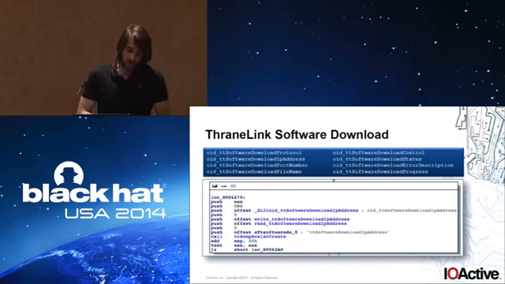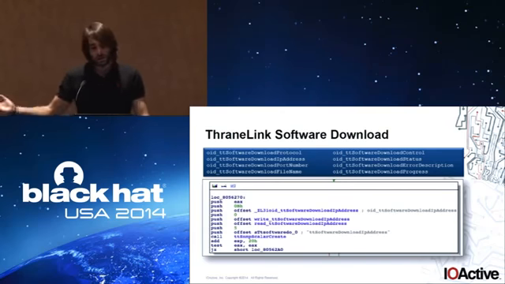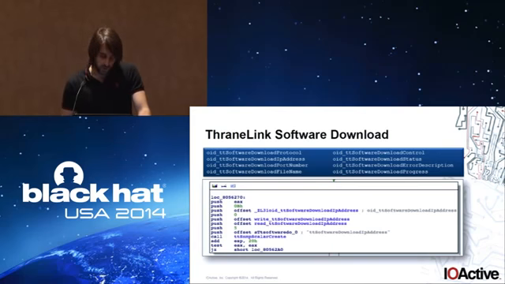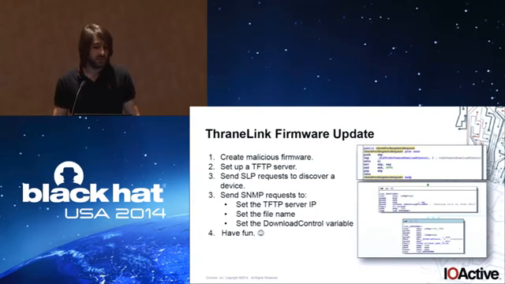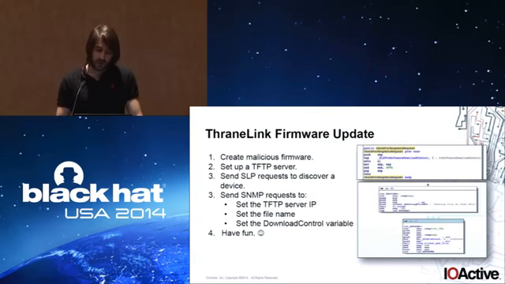You can obviously set the file name, the port number, which by default is TFTP, the IP address, and then there are some other OIDs that are intended to keep track of the update progress. So the TrainLink firmware update basically works like that. You have to create a malicious firmware, set up a TFTP server, send the SLP request to discover a device, and then set the TFTP server, the file name, and finally set the download control to trigger the firmware upload.